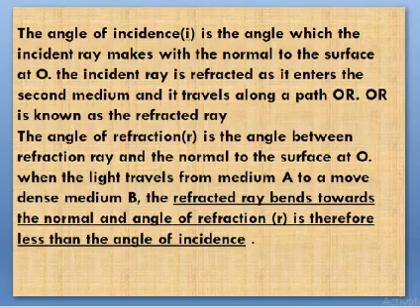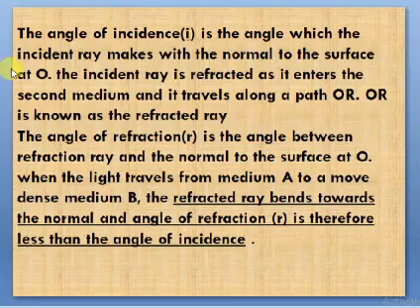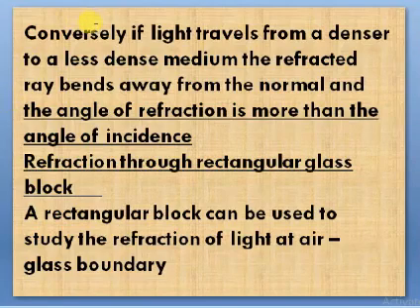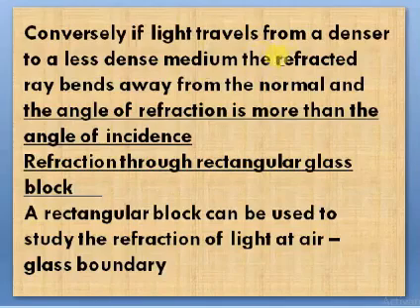Now let's see. The angle of incidence, as I've said, is the angle which the incident ray makes with the normal to the surface at O. Now, as I've said again, we say that when the incident ray of light moves from a less dense medium, such as air or vacuum, to a more dense medium, such as your glass, the ray is refracted towards the normal, and the angle of incidence will be greater than the angle of refraction.